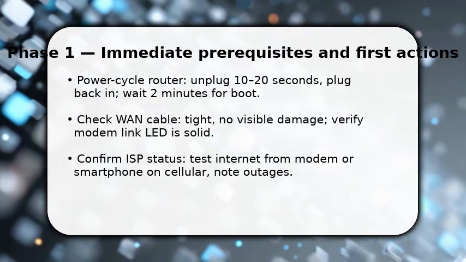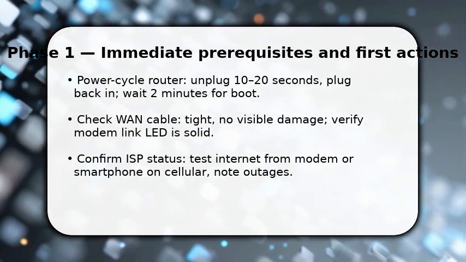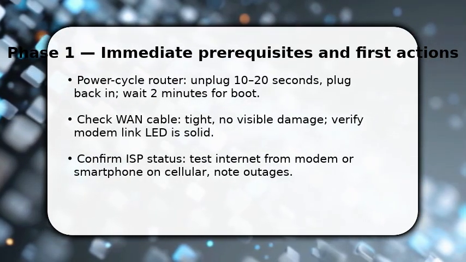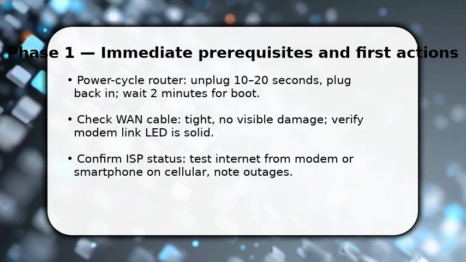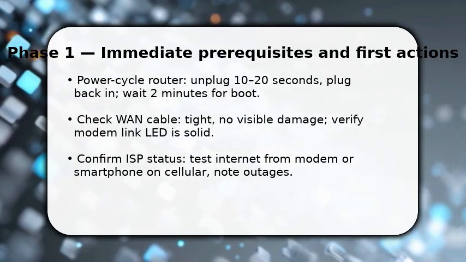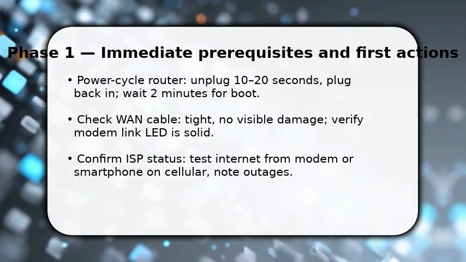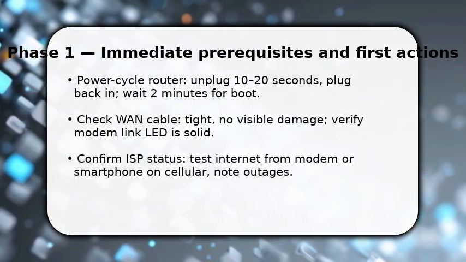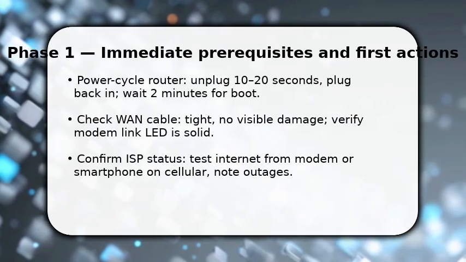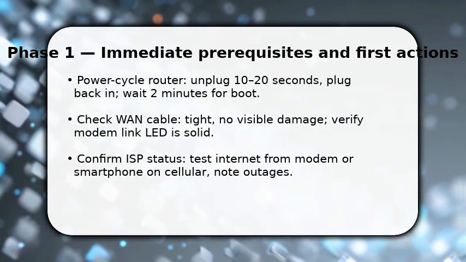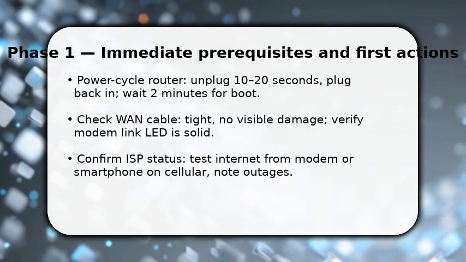You start by preparing the environment and doing the first actionable checks. Power cycle the Tenda, unplug it for 10 to 20 seconds, then plug it back and wait about 2 minutes for a full boot. This clears transient faults. Inspect the WAN Ethernet. Make sure the cable is seated and not frayed. A loose cable mimics router failure.